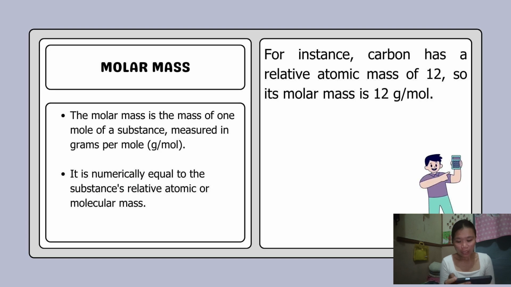Molar mass. The molar mass is the mass of 1 mole of a substance, measured in grams per mole. It is numerically equal to the substance's relative atomic or molecular mass. For instance, carbon has a relative atomic mass of 12, so its molar mass is 12 grams per mole.